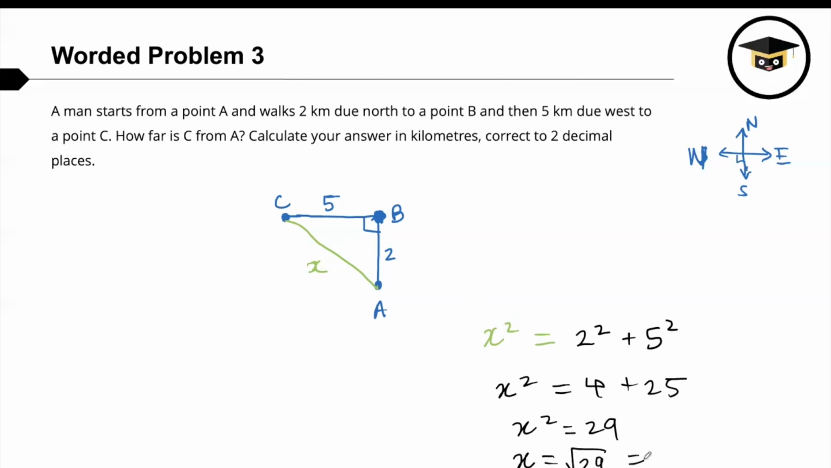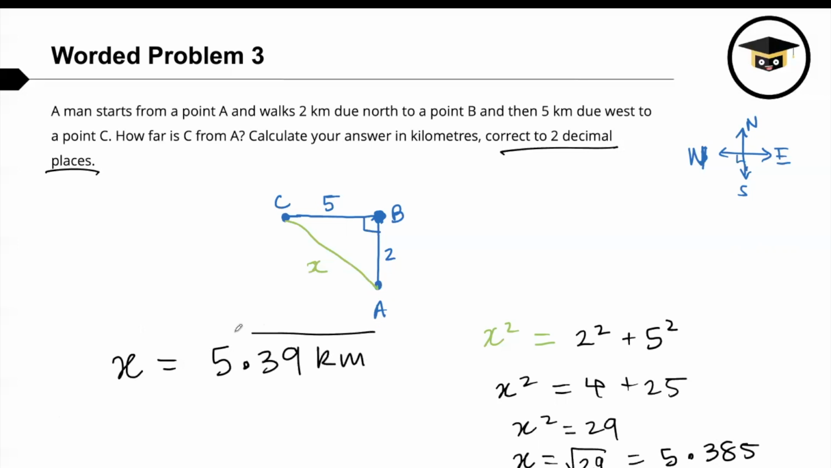And what do we get? We get 5.385. Now we have to read the question carefully. They only want it to 2 decimal places. So yes, you found it to 3, but they only want it to 2. So that means x is equal to 5.39 kilometers. Okay, so that would be our final answer.